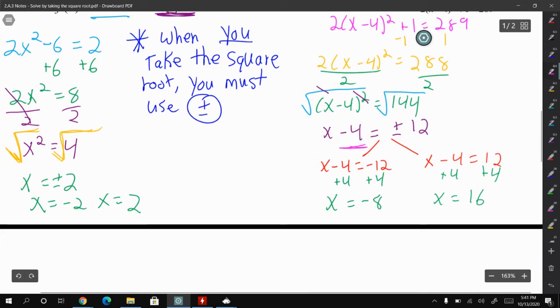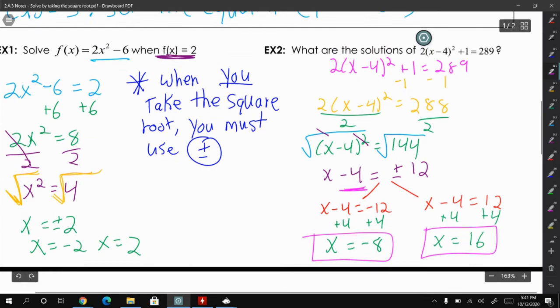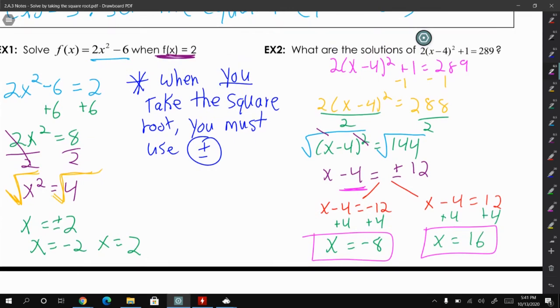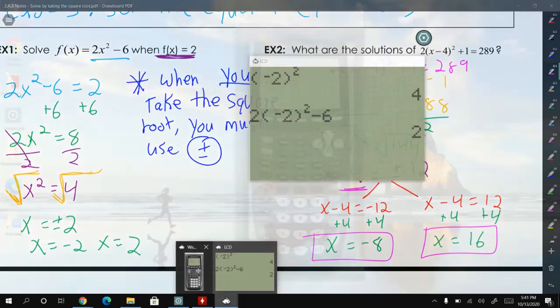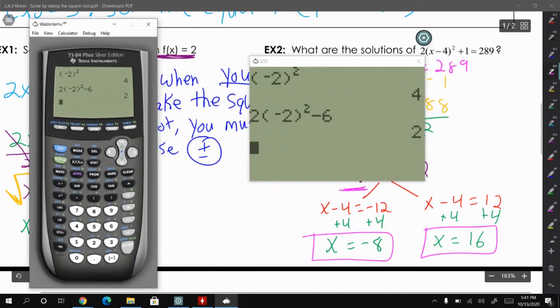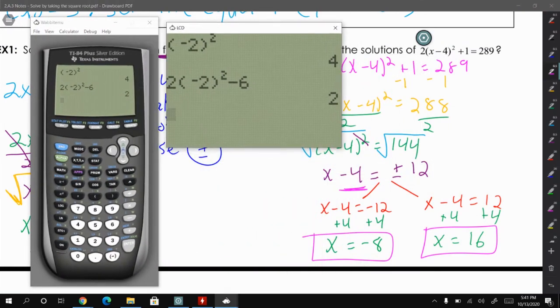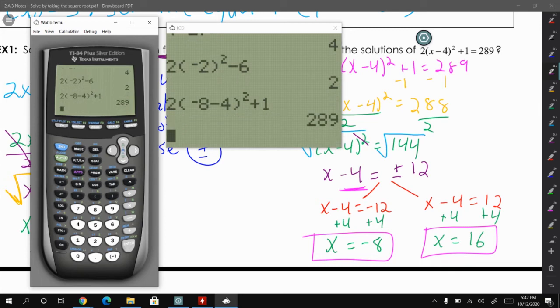And once we dealt with that minus 4, we got x equals negative 8 and x equals 16. You can always double check your answer by going to the original equation. I'll just do it for one of them so you can see. So I'm going to do 2(x - 4)^2 + 1 with x equal to negative 8, so negative 8 minus 4 squared plus 1. And I hope we get 289. And we do. So I know that we did this correctly.